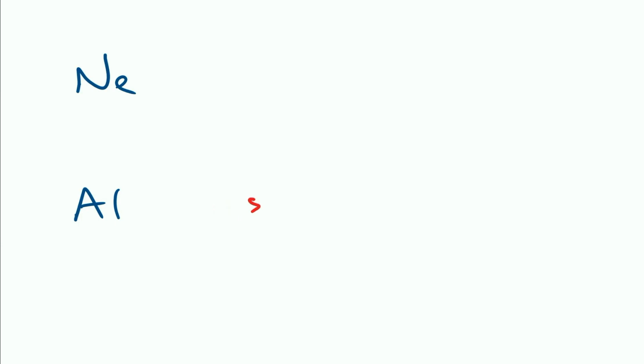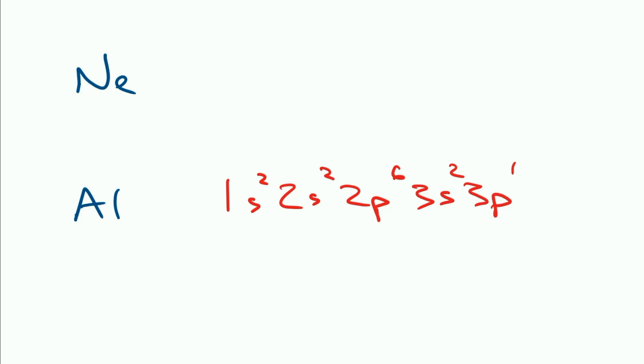What am I talking about? We start at 1, first shell, there we go. 1s2, 2s2, 2p6, 3s2, 3p, and then we had a 1. Okay, so that's our electron configuration for aluminium.